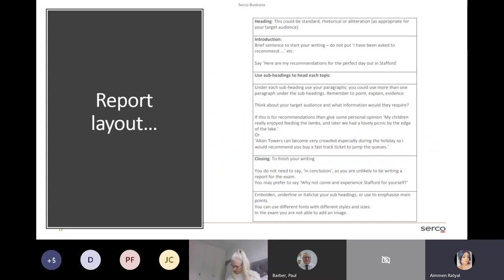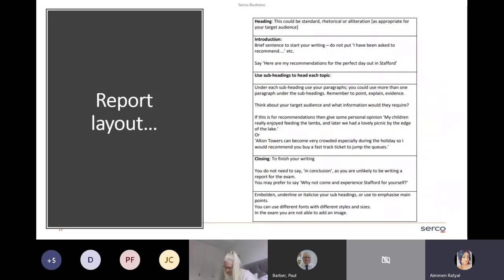So the report layout. At the top, we've got a heading. This could be standard, a rhetorical question, or alliteration as appropriate for your target audience. Then you can follow that through with an introduction, a brief sentence to start your writing. Do not put, I have been asked to recommend, because again, that's an opinion. Somebody's told you to do something. You need to change that into a statement. So here are, even the word my, take out, here are recommendations for the perfect day out in Stratford. Use subheadings to head each topic.